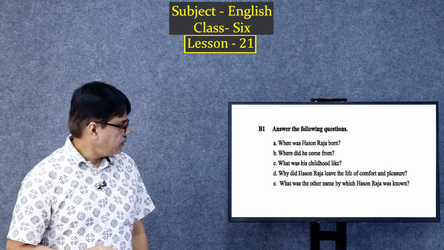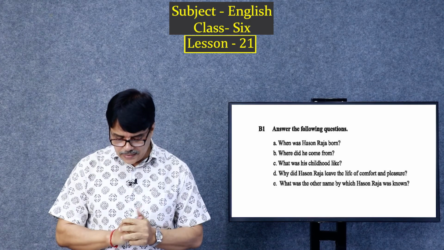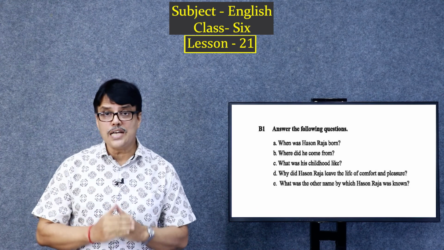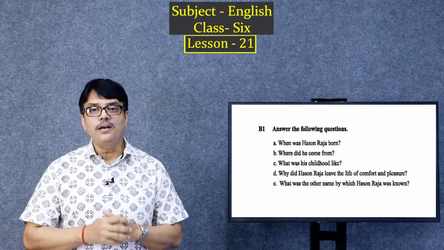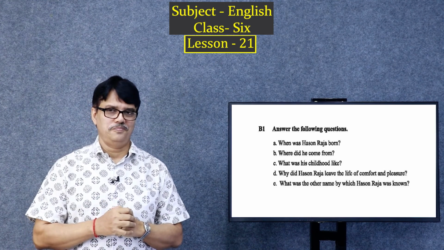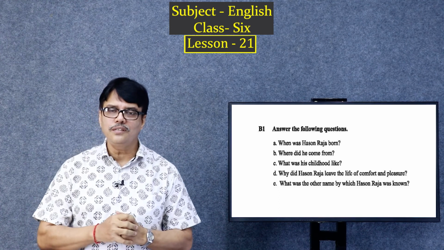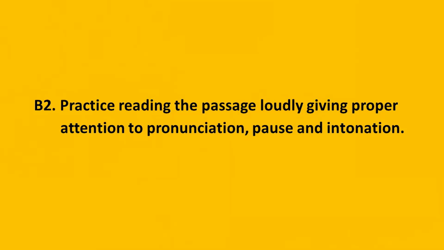Final question is, what was the other name by which Hason Raja was known? Actually, Hason Raja was known as Crazy Hason Raja or Pagla Hason Raja. My students, I think you have written the question answer. Now we'll go to the activity B2.